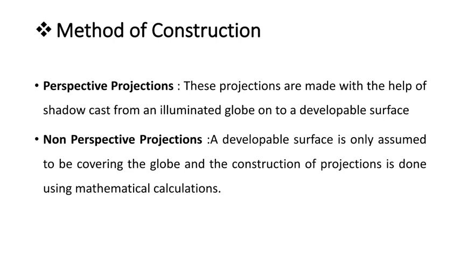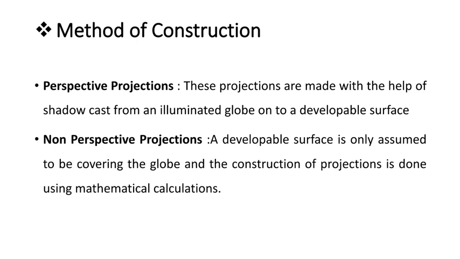So it can be broadly categorized into perspective projections and non-perspective projections. So perspective projections means these are made with the help of a shadow cast from an illuminated globe onto a developable surface. So if you have a globe that is lit and suppose you are holding a torch, the shadow will be cast, and that can be developed, that can be projected, and that can be converted to a map.